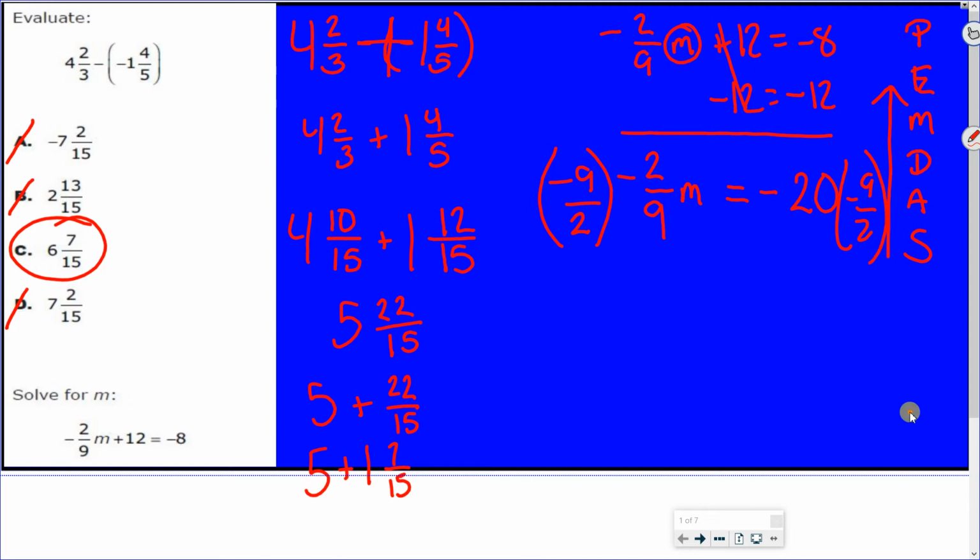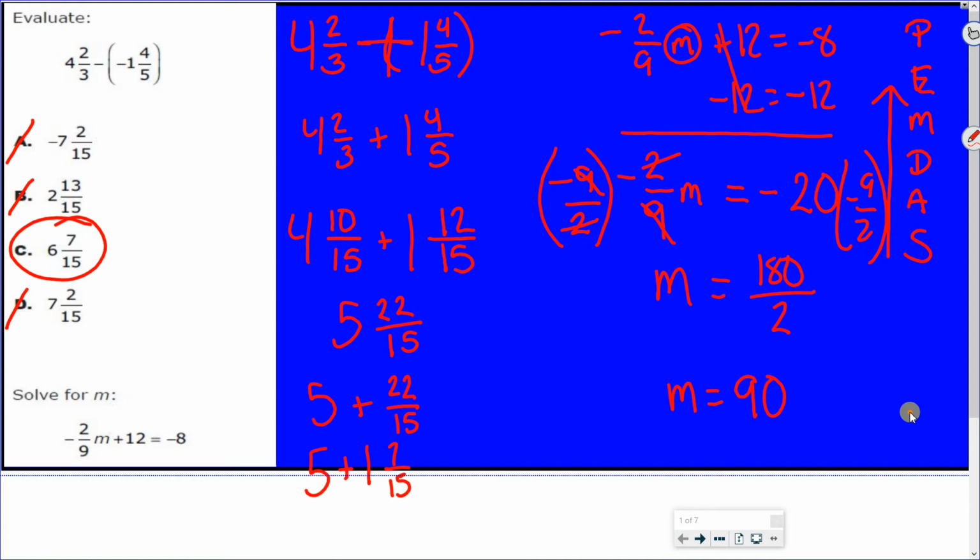Okay? A negative 9 and 9 reduce out. The 2 and the 2 reduce out. Negative times a negative is a positive. So it gives me m equals. Okay? Negative 20 times a negative 9 is 180 divided by 2. Half of 180 is going to be 90. So we got m equals 90.